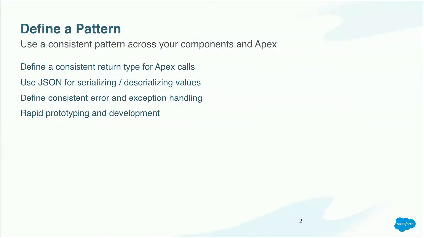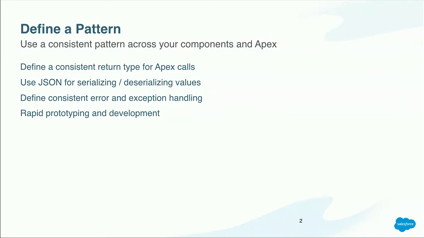My first tip of the day is to define a pattern, and this is kind of just a generic tip, right? So the benefit of designing a pattern is that you have a consistent mechanism across your Lightning components and your Apex that your Lightning components use. And what that does, it allows you to define consistent return types and consistent error and exception handling. And then also I can pass in JSON strings for deserializing and serializing values back and forth, which helps out with debugging as well.